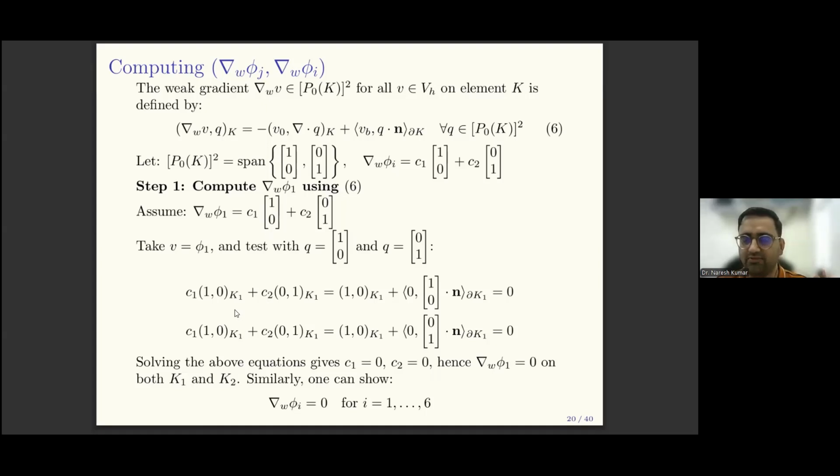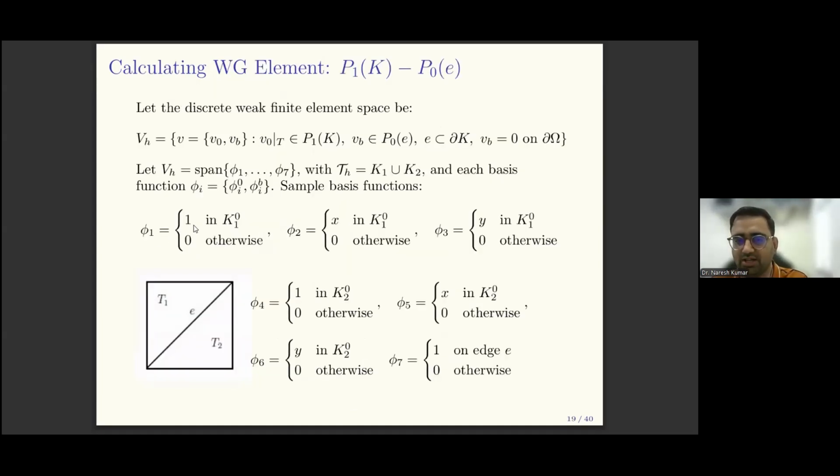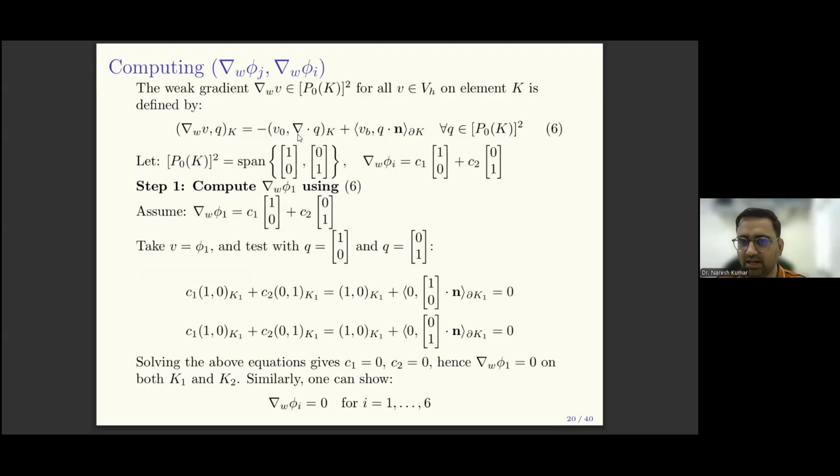So now put the definition: first replace this V gradient phi 1 by c1 (1, 0) plus c2 (0, 1). So here you can replace. And then phi 1 naught is what? Phi 1 naught is 1 on the interior. For the interior part we are taking 1, and the divergence of q is constant.